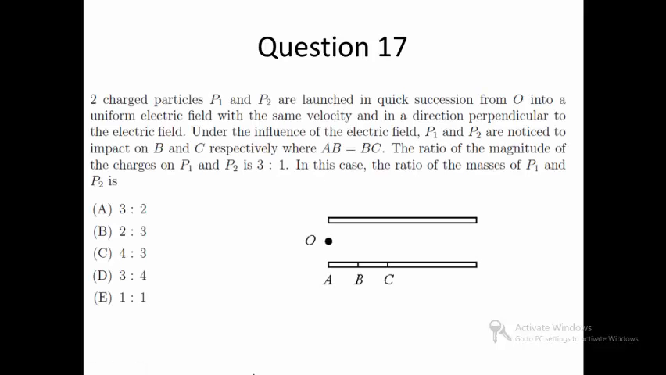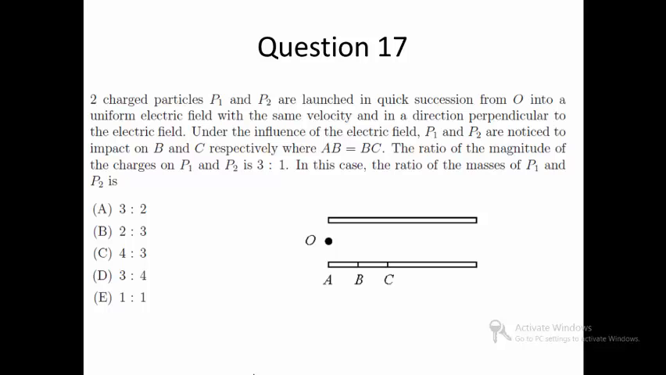Question 17. Two charged particles P1 and P2 are launched in quick succession from O into a uniform electric field with the same velocity in a direction perpendicular to the electric field.